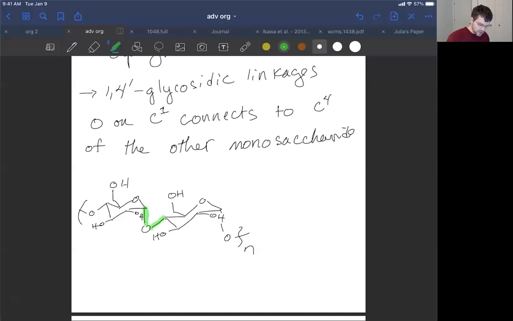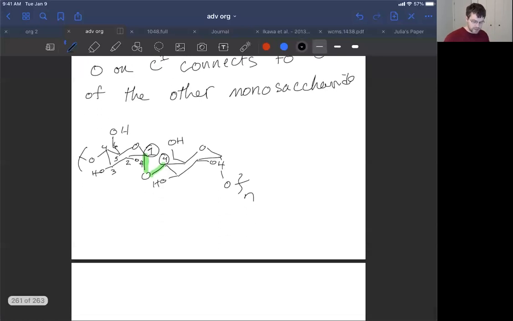Now this linkage connects from the anomeric position of the first carbohydrate, which is defined by C1. Now if we count around the ring, we've got 2, 3, 4, 5, and then the CH2 appears as 6. Okay, so we say this is a 1,4 linkage because we're connecting from carbon 1 on the first saccharide to carbon 4 on the second saccharide. So that's one type of linkage, and it's called a glycosidic linkage.